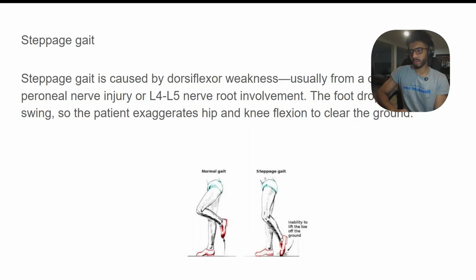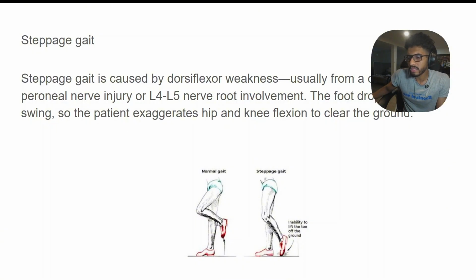Okay. Now another very common one is called steppage gait. Steppage gait is caused by dorsiflexor weakness, usually from a common peroneal nerve injury. Remember this: steppage gait means peroneal nerve or L4, L5 nerve root involvement, because this is the dermatome of that. Foot drop during the swing.